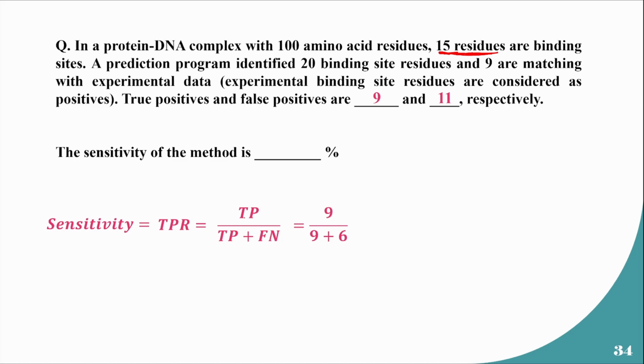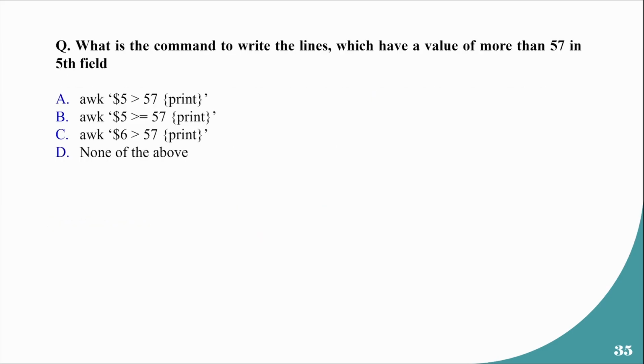And if you do the calculation here, the true positive was 9. So you divide that by true positive plus false negative, which is 9 plus 6, so 15, and then you will get the value of 0.6 sensitivity. Okay, so it is 60% sensitive in that sense.